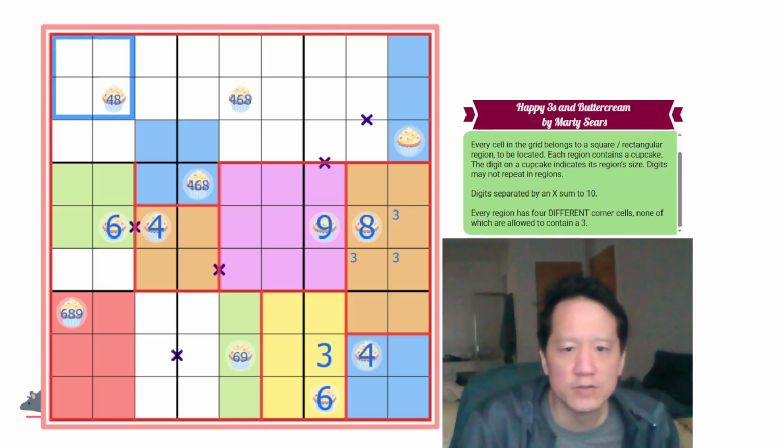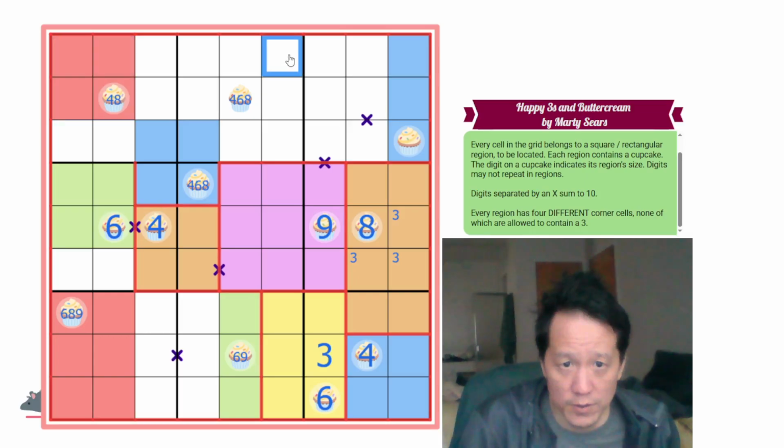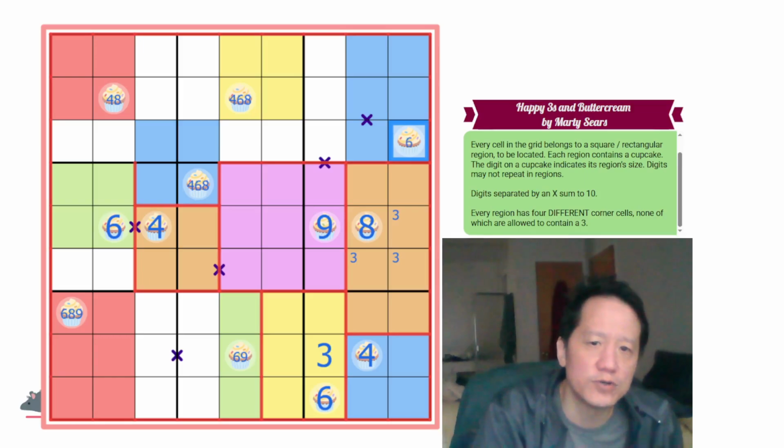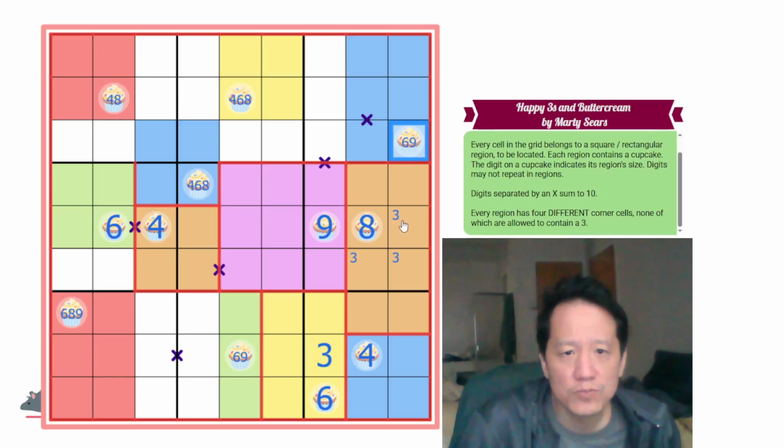This has to be its own separate region because it can only connect with that. This must connect with this, so we have that region. I'm gonna make that yellow. This cannot, or this could connect this way. These can only be part of the blue. So this is either 6 or 9. We're not sure which.